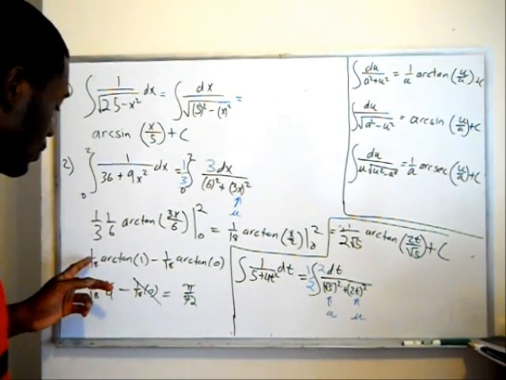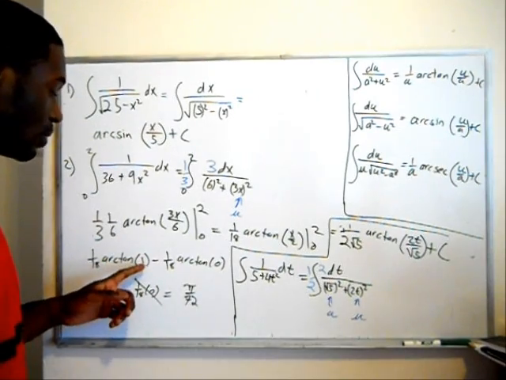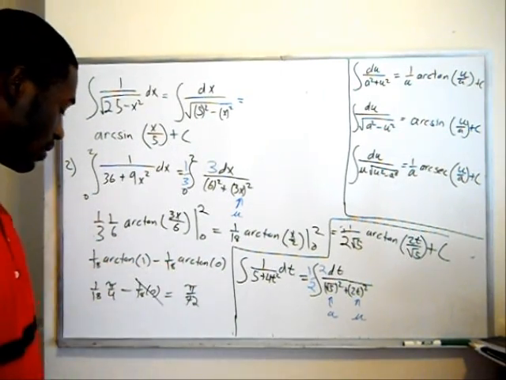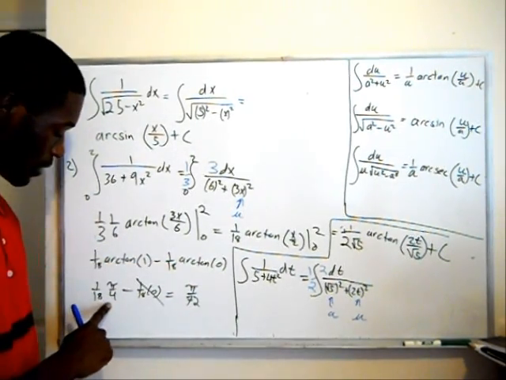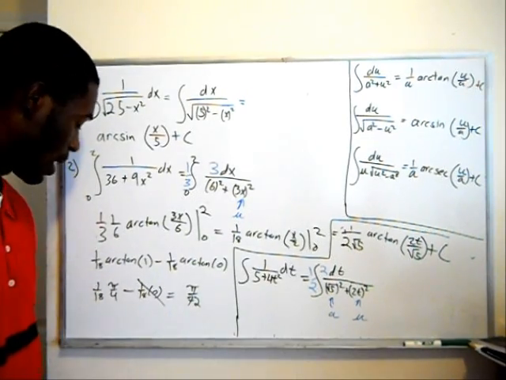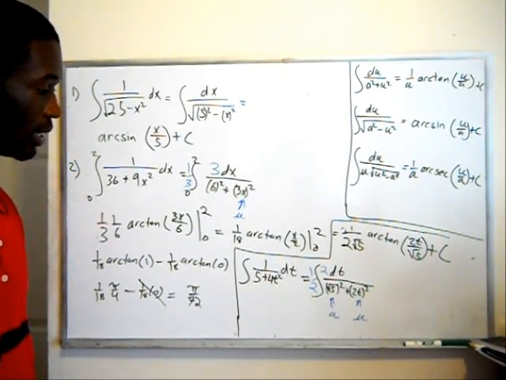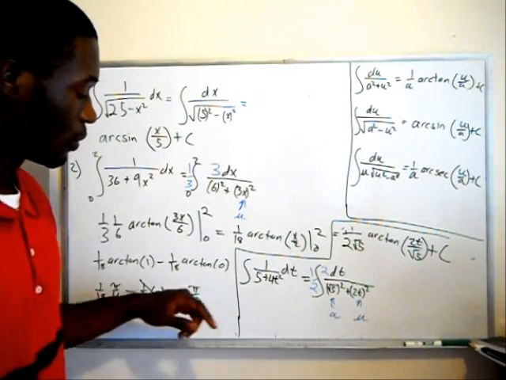And then we have 1 over 18 arctan of 1 minus 1 over 18 arctan of 0. Arctan of 1 is pi over 4. And then we just get pi over 72 when we multiply it. And then for this one, we're given this.